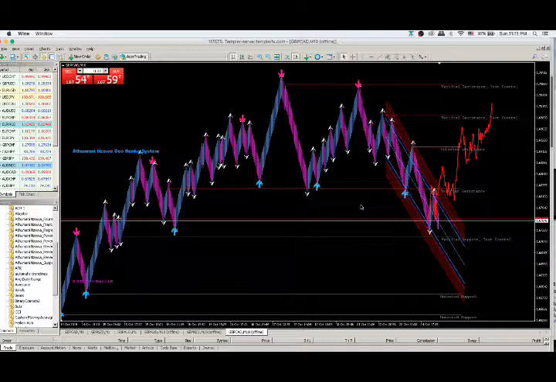And soon I'll be posting my before and after signals that I get, and all of them are basically going to be based on GBP Aussie, GBP NZD, and GBP CAD.